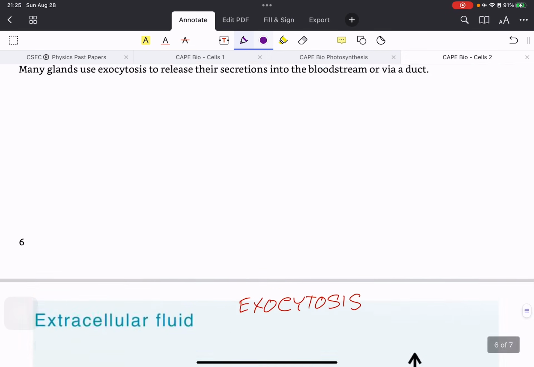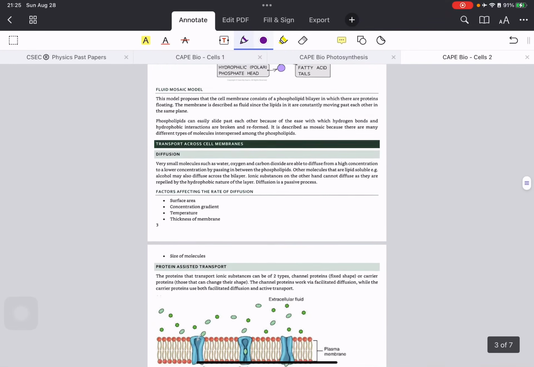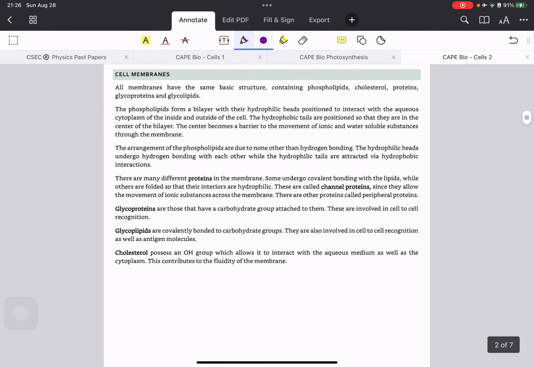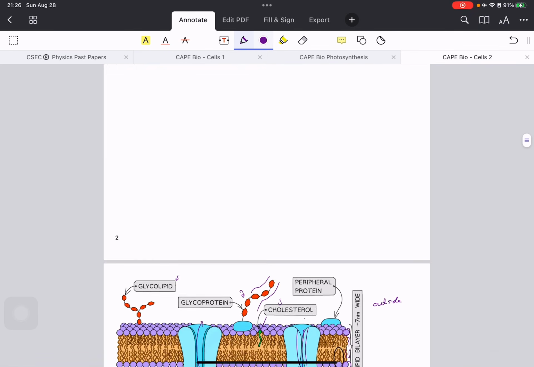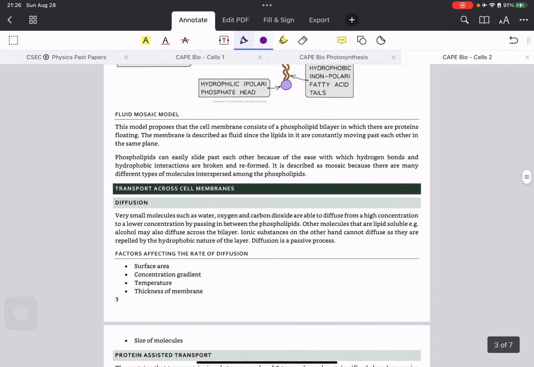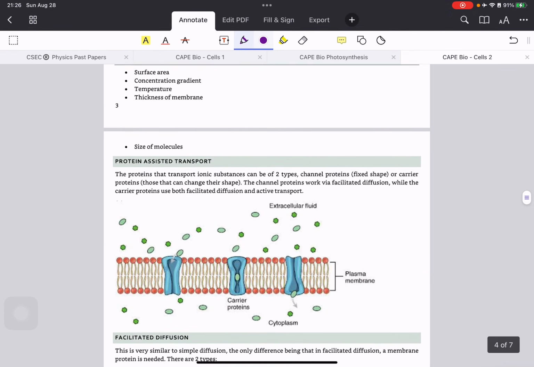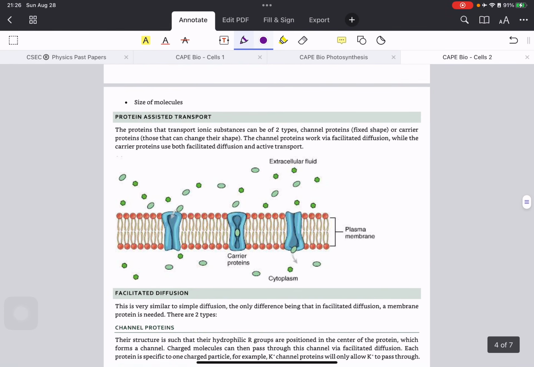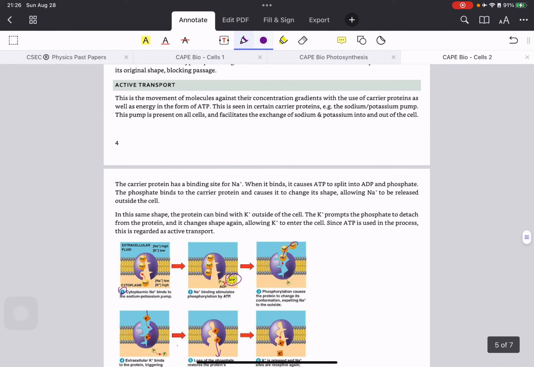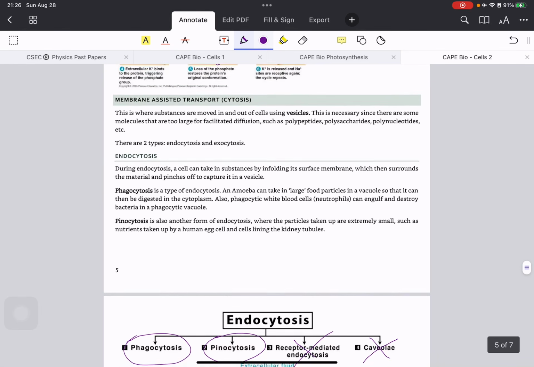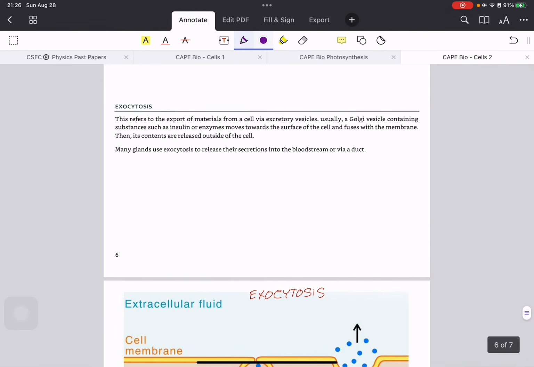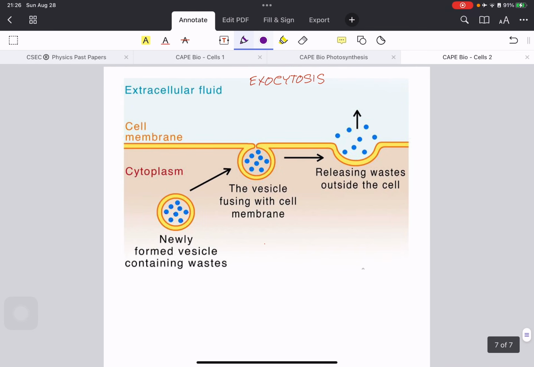Okay, so before we end, let me just give you the notes, right? So here is the bilayer notes there. You can screenshot. There's your diagram, diffusion, protein assisted transport, facilitated diffusion with your channel and carrier proteins, active transport, membrane assisted transport. That's your diagram with endocytosis, exocytosis, and your diagram there.